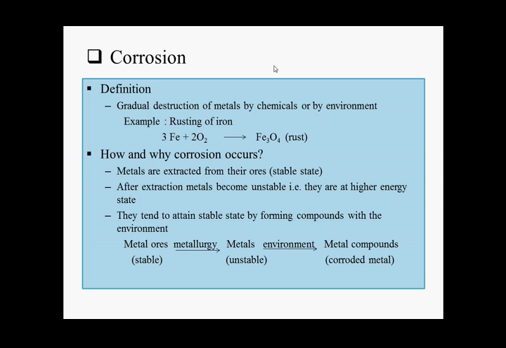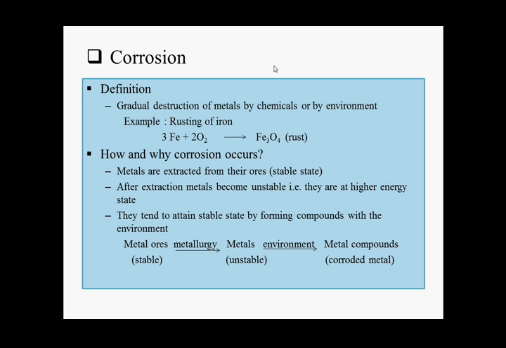And we all know the common example for corrosion is rusting of iron. When the metal iron is exposed to the atmosphere in presence of moisture, it undergoes corrosion, and the corrosion product formed is called rust, and the process is called rusting of iron.